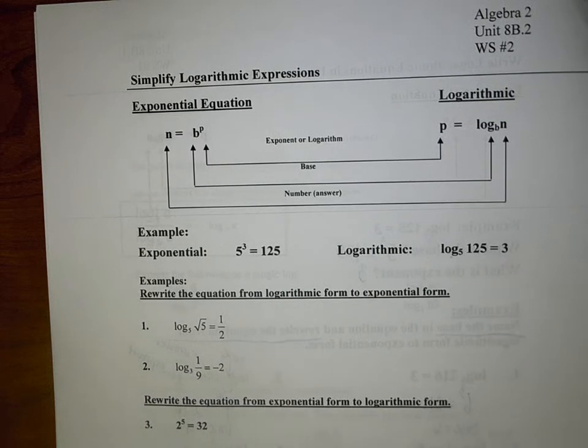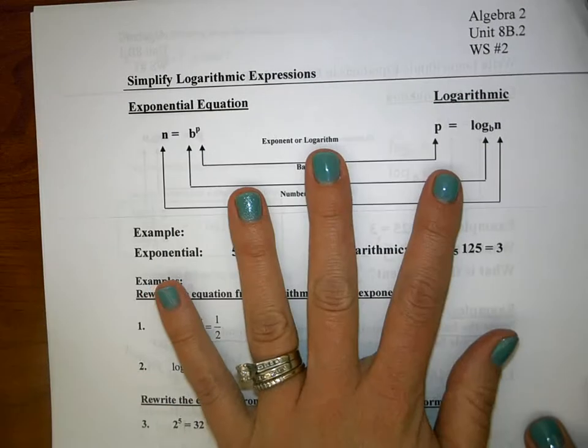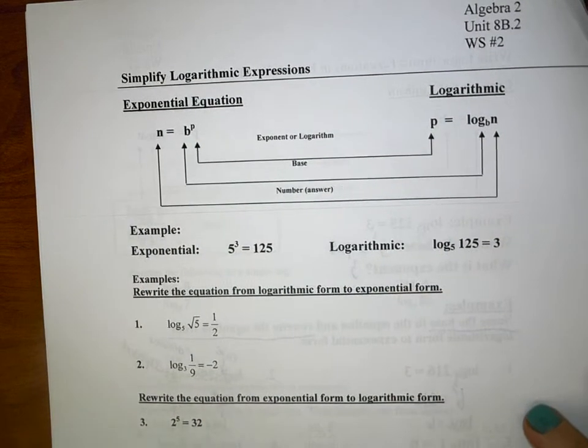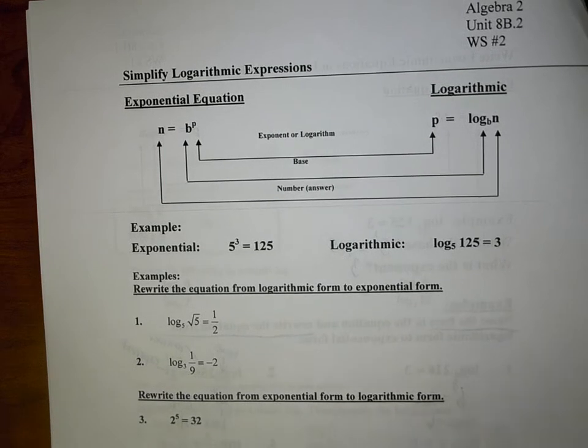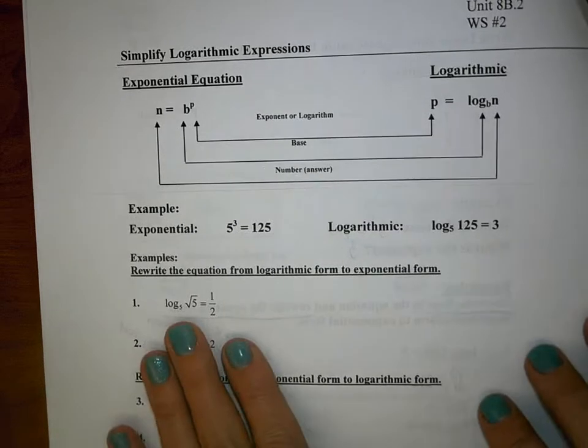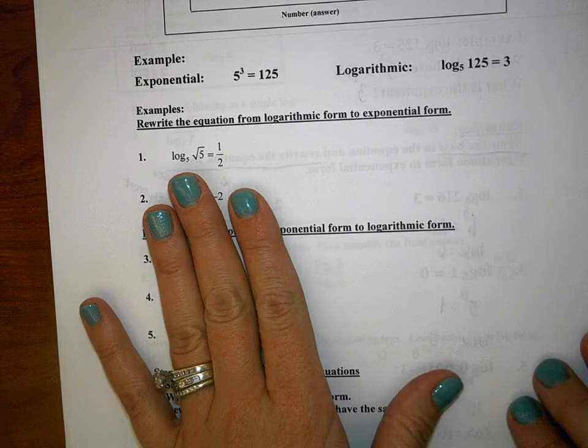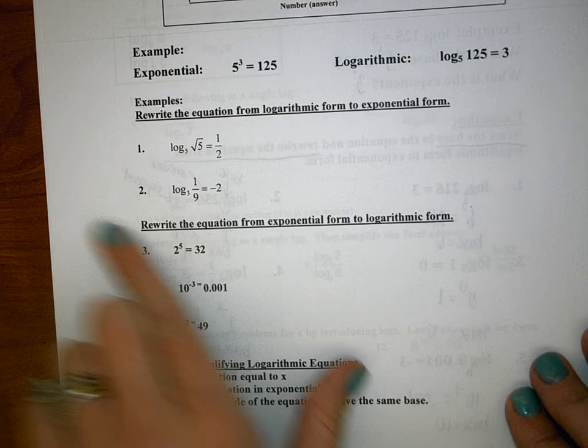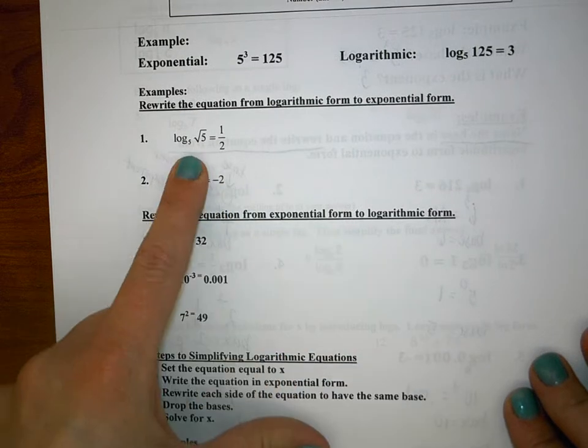Okay, so 8.2, we are simplifying logarithmic expressions. So, same concept here, right? What we need to understand is how to go both ways, how we can change them from log to exponent and how we can go backwards from exponent to log as well. Okay, so these first couple examples should be pretty easy because we remember how to change these, right?